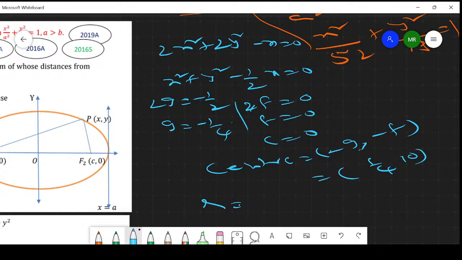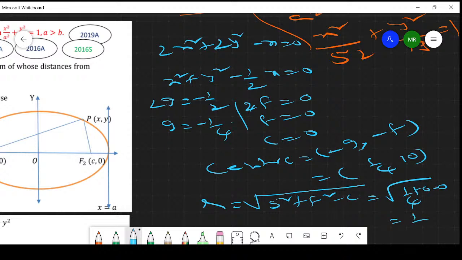If they are asking the radius, it is root of g square plus f square minus c. g square is 1 by 4, f value is 0, c value is 0, so root of 1 by 4 is 1 by 2. The radius is 1 by 2. Like this you should do it.